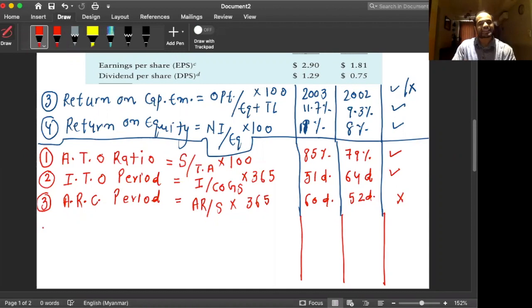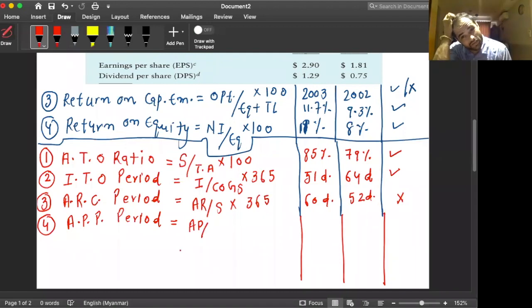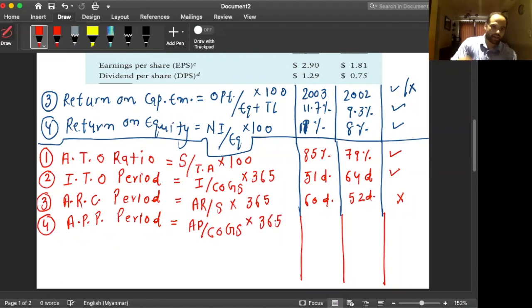Let's move on to the last efficiency ratio, which is the accounts payable payment period. The formula is accounts payable divided by credit purchases, but unfortunately we do not have any specific information about purchases. So instead of purchases, we can use cost of goods sold. Calculate and tell me for both years.